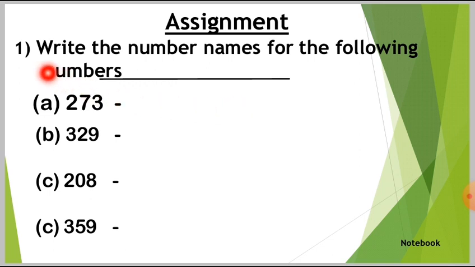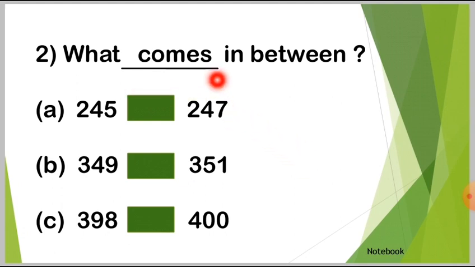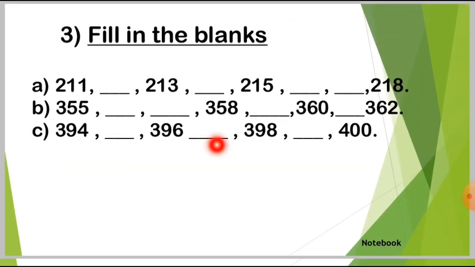So the question is, write the number names for the following numbers. Some numbers are given here. So you have to write the number names. Now next homework, what comes in between? So between these numbers, which number comes? That you find out and write. Next is fill in the blanks. Some numbers are given and between the numbers some places are missing. So you find out the missing numbers and fill these blanks.